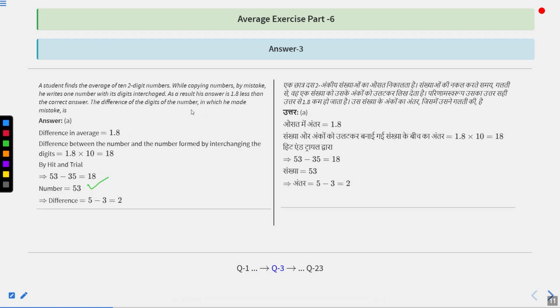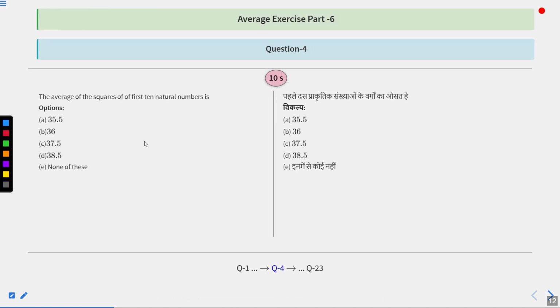Now the question asks what is the digit difference of this number. So 5 minus 3 is equal to 2. A is the correct answer. Next one. The average of the squares of the first 10 natural numbers is. You have 5 options and 10 seconds to analyze the question. Your time starts now.